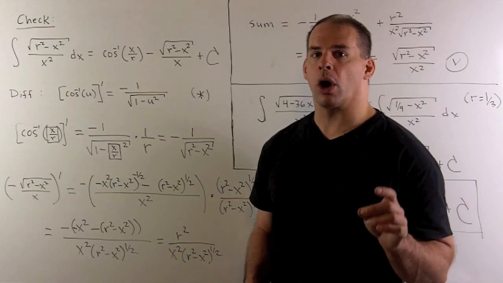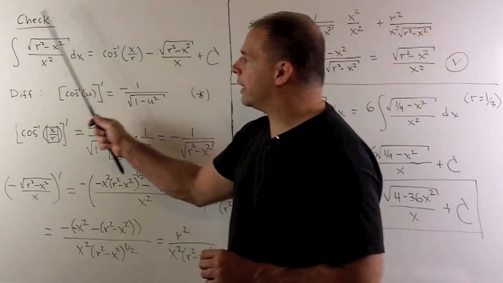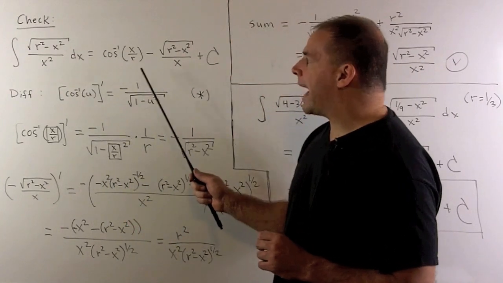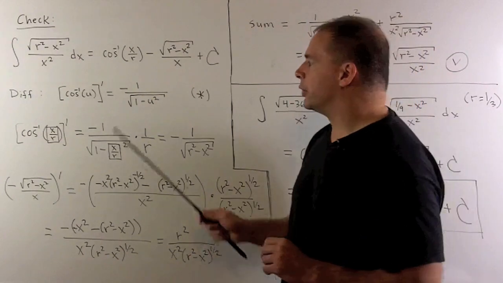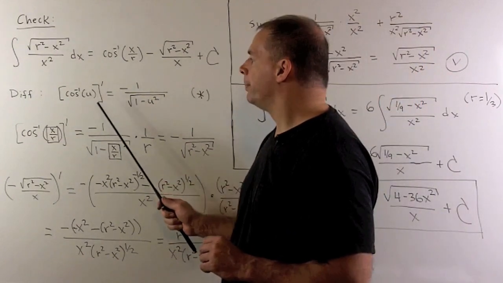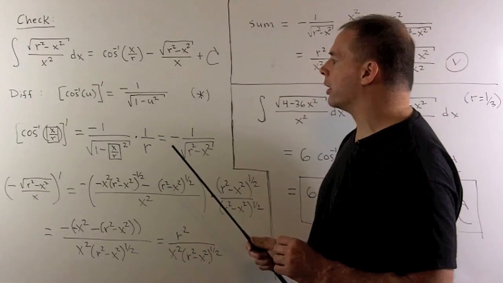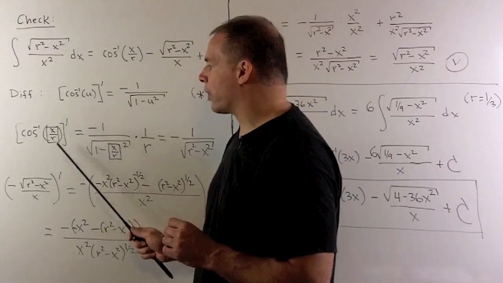Of course, we check our work. So we'll take the derivative of our answer, verify that we get back the function in the integrand. Now, for that, we need the derivative of inverse cosine. So recall, the derivative of inverse cosine at u is equal to minus 1 over the square root of 1 minus u squared.